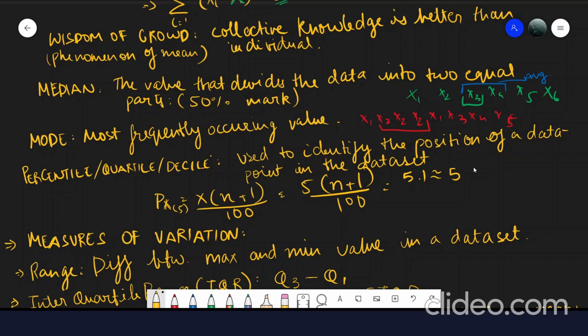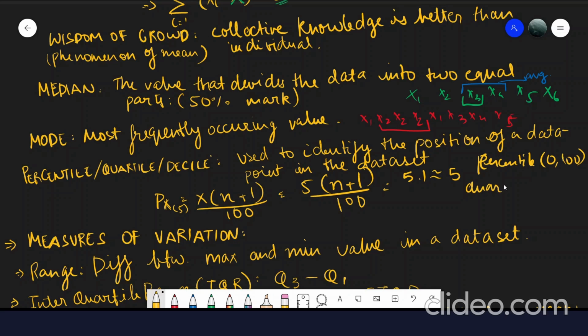Now, the difference between percentile, quartile, and decile is that the percentile can basically be anything between 0 to 100. It can take on any real values. I can find the 5th percentile, I can find the percentile that forms 6.9 or 7.1 or 8.2, anything, or 20.9.